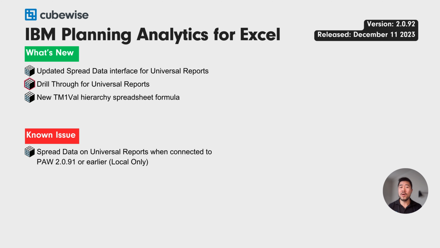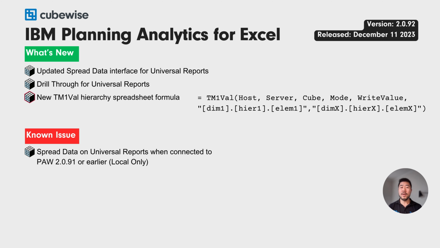Drill Through is now available for Universal Reports, a feature that allows you to view detailed data on a cell and information from a data source like a cube or a database. A neat tool for improving the user's workflow, providing transparency. The TM1 value formula allows cell-by-cell control of TM1 data using tuple intersections that take hierarchies into consideration.